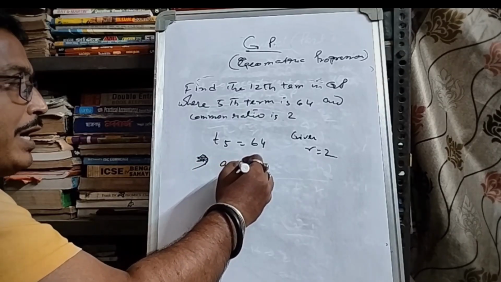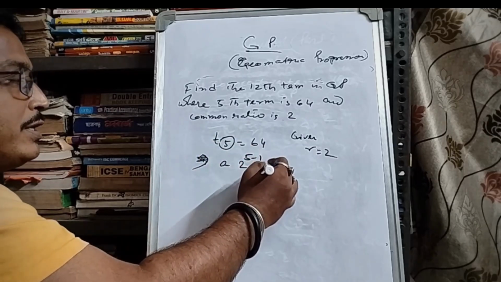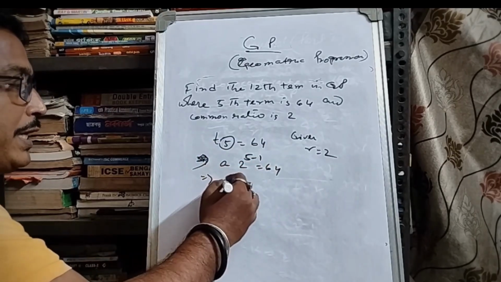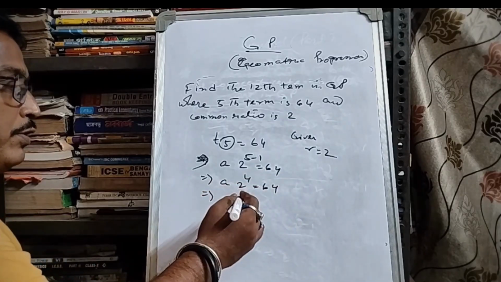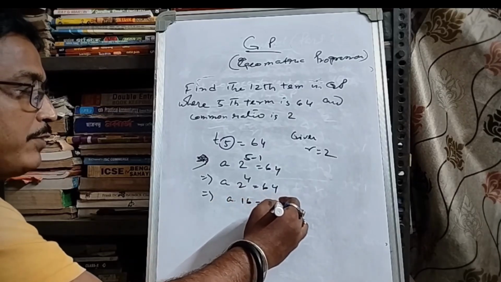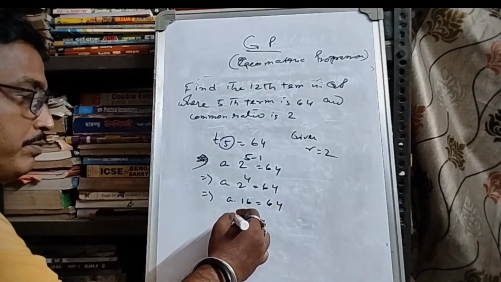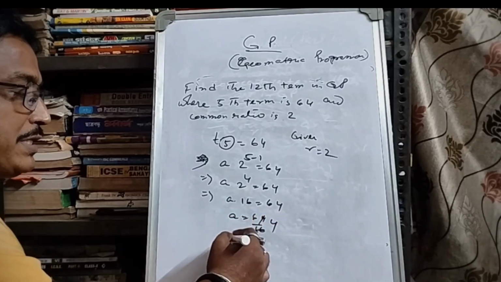A R to the power n minus 1, in this one is 64. A to the 4 is equal to 64. 2 to the 4 is 2, 4, 8, 16. So A is equal to 64 by 16. That means A is equal to 4.